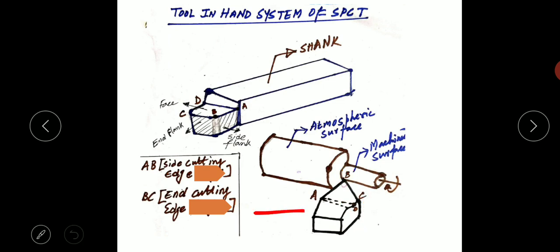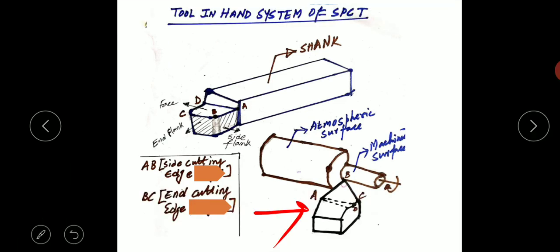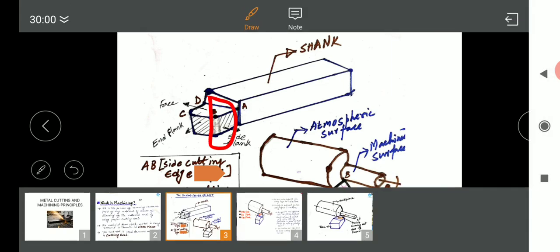We can say from the figure that only the side AB is exposed to the workpiece and BC is not in touch with the workpiece. But in practicality, it doesn't happen. A small part of BC is also attached with the workpiece. So if we want efficient machining, then we have to reduce the contact of BC with the workpiece. You can see a shaded region here.